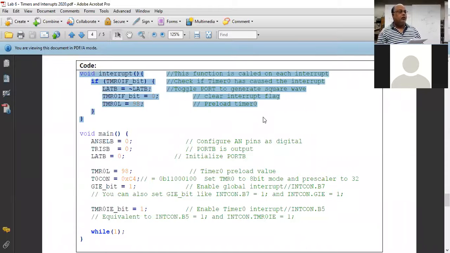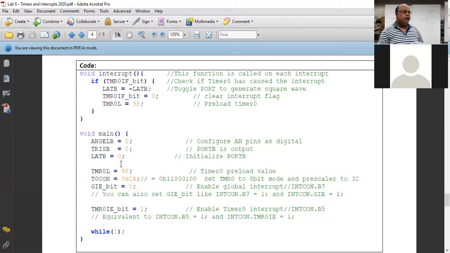So how do you set the timer interrupt? That is the starting thing in the main. We initialize port B, then we do TRISB equal to 0 so that it is an output port. So LATB is 0 means the output port is initialized as 000. We load some timer values, timer 0 as an 8-bit timer, and T0CON. And then we set the global interrupt bit equal to 1. So we launch our interrupt and we set the timer 0 interrupt enable bit equal to 1. That causes the interrupt to start.